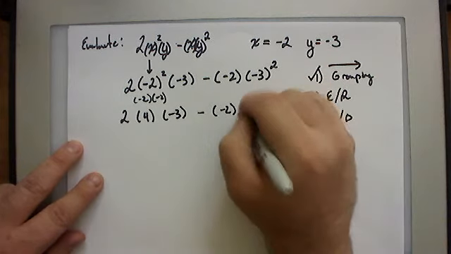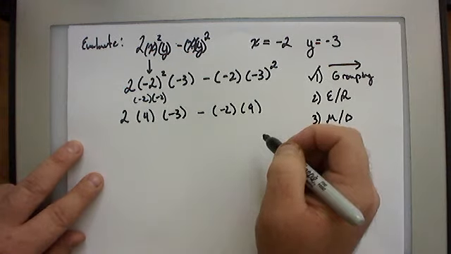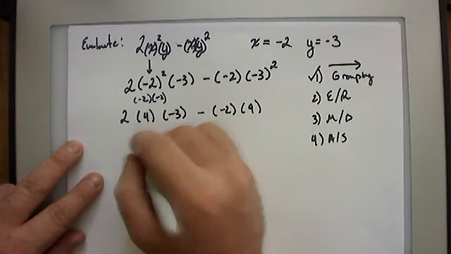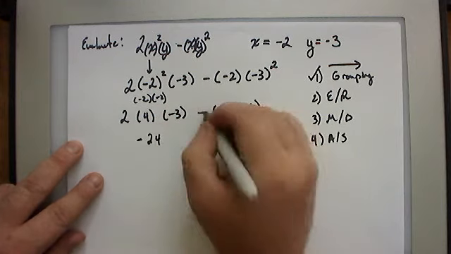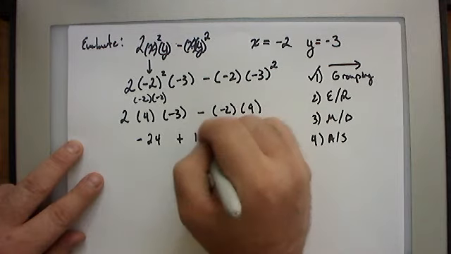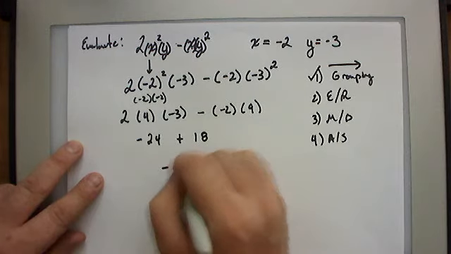-3 squared would be 9. And then we just work it out. Now we're multiplying. So now you can do your negative. 2 times 4 is 8. Times -3, that's -24. Negative and negative is positive if you want. 2 times 9 is 18. We have -24 plus 18. So that would be -6.